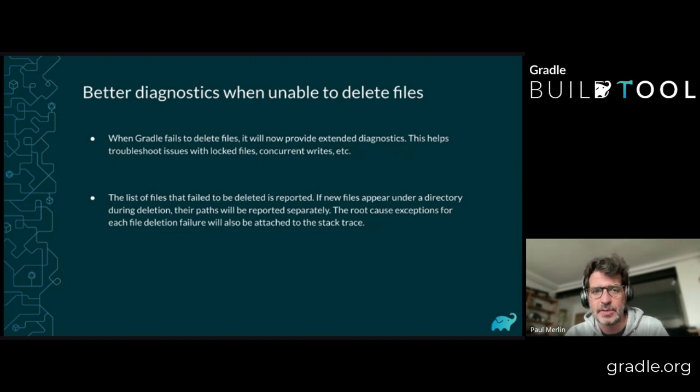And so we will report all the files that fail to be deleted. We will report separately the files that appeared in the directory we want to delete during the deletion, and that will be a sign of another concurrent process writing to the same directory. And finally, the root cause of all exceptions happening during deletion will be attached to the stack traces, so it's easier to debug.